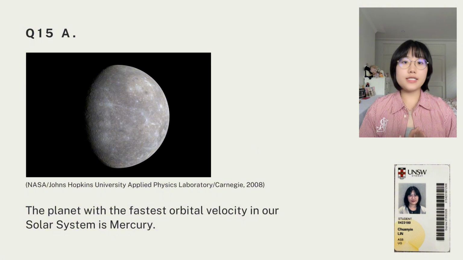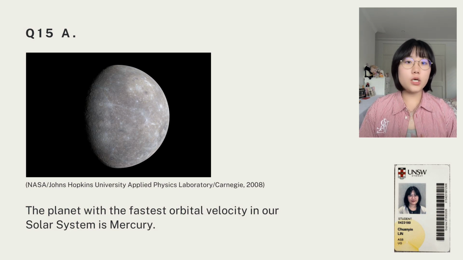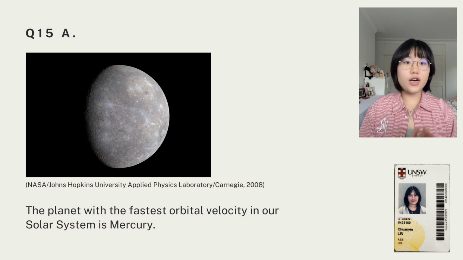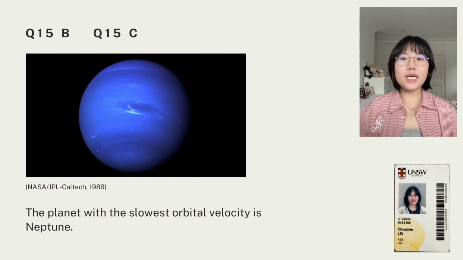Now we move to question 15a. The planet with the fastest orbital velocity in our solar system is Mercury. Mercury is closest to the sun, and it has the smallest semi-major axis and the shortest orbital period. According to Kepler's third law, planets with a smaller orbital radius have higher velocities. Also, Kepler's second law states that a planet moves faster when closest to the sun, further supporting this conclusion.